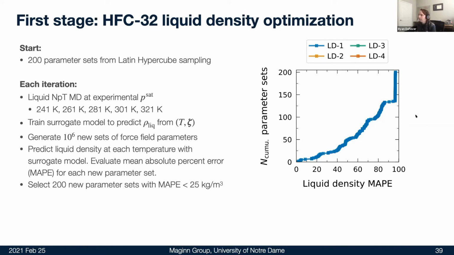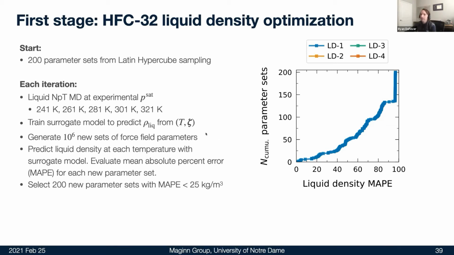So this initial set of parameters, which came from the Latin hypercube sample, is quite poor, right? We hardly have, maybe not even 10 parameter sets that have under 10% error in the density. That's really bad. But we then take this data that we collected and we use it to train the surrogate model to predict the liquid density from the temperature and from the force field parameters.